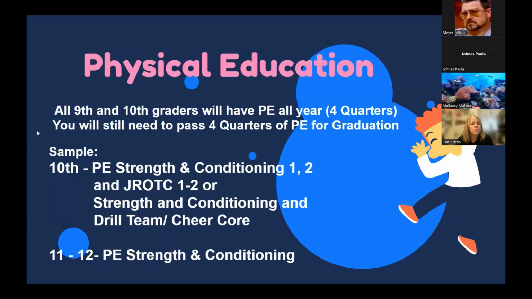If you want the drill team cheer core class, I believe you only select that one time. If you want to take ROTC for the whole year, and you're in ROTC 1, 2 now, you're going to put in ROTC 3, 4, 5, 6. If you've never taken ROTC, you're going to put in ROTC 1, 2, 3, 4. And then athletics PE we talked about earlier.